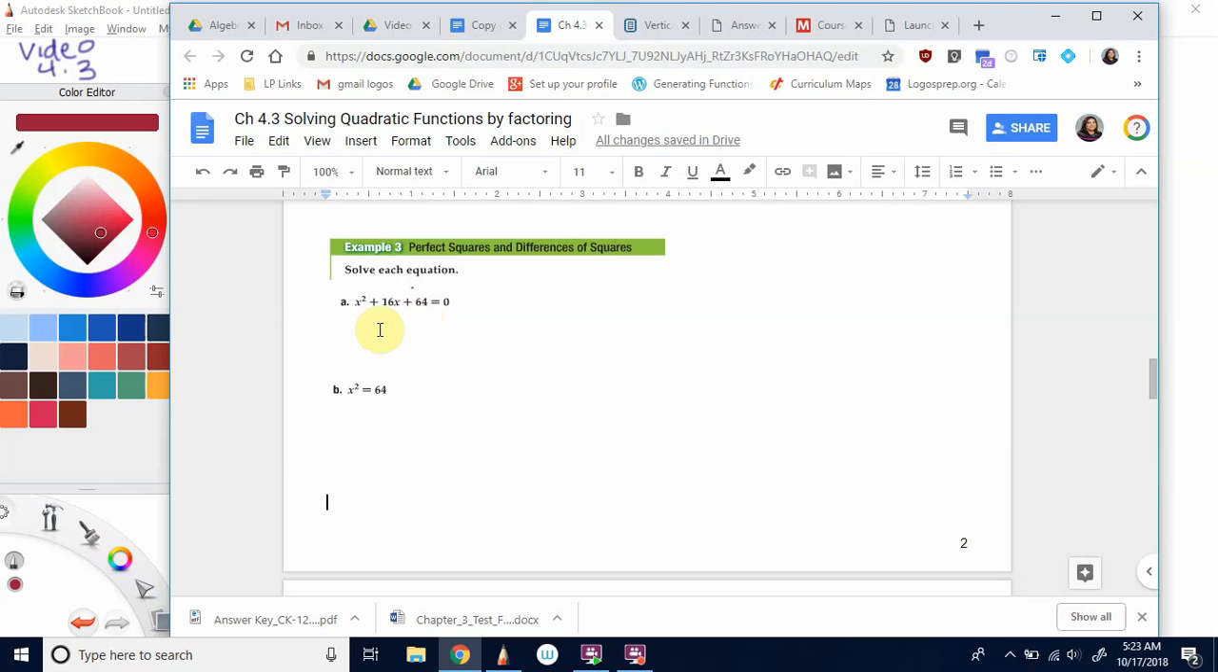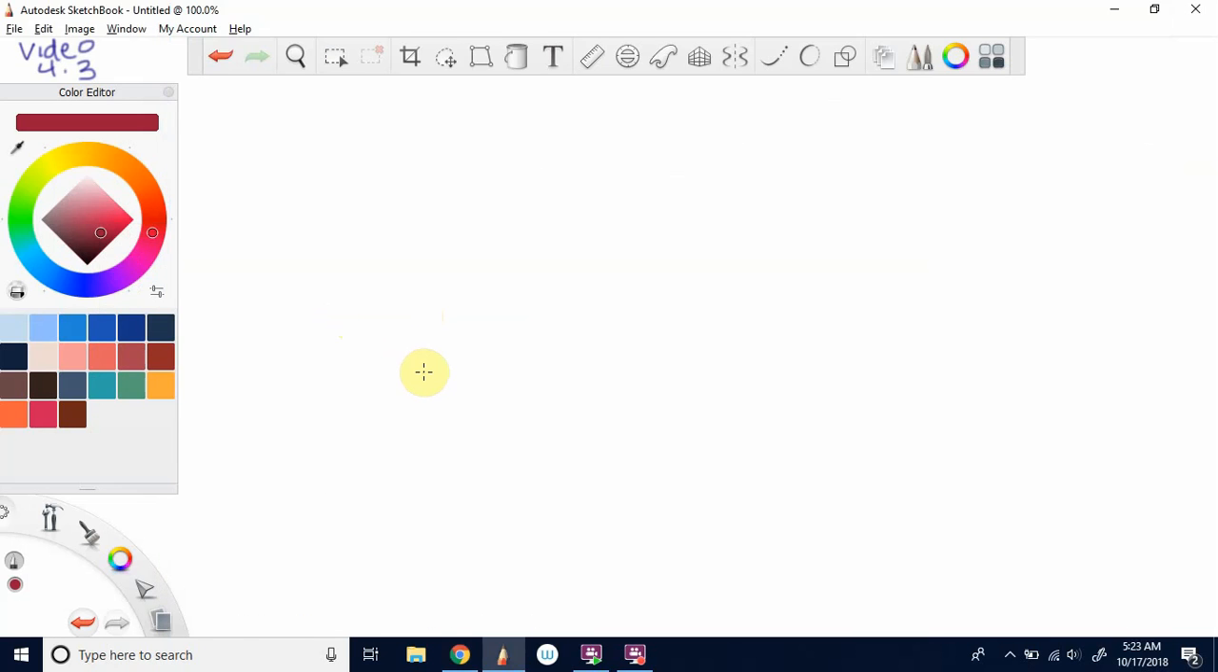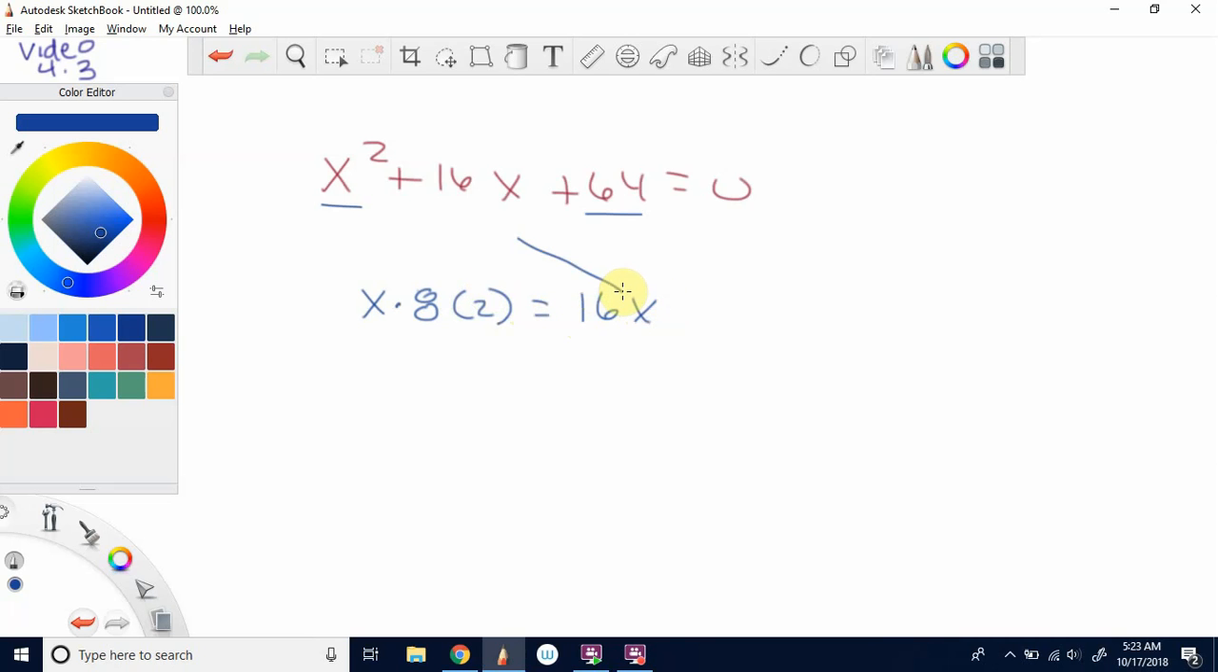If those two are perfect squares, and you take the square root of the first one, so let's just look at this problem. We have x squared plus 16x plus 64 equals 0. Now, we said this first one's a perfect square, and the third term is a perfect square. So we take the square root of each one, multiply them together, and then times 2, and we get 16x. That will be the middle term. If this is the case, then we have a perfect square trinomial.